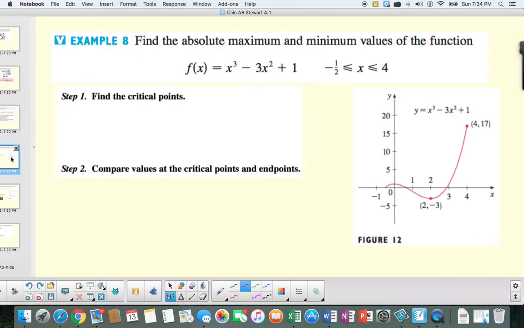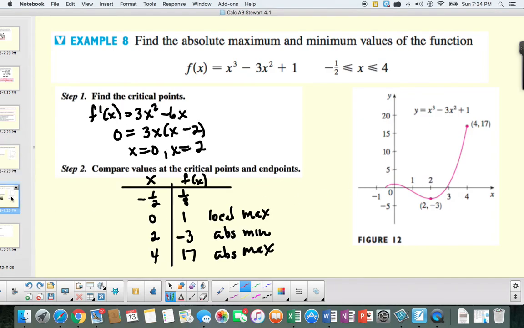Let's take a look at this problem. So step 1 is to find the critical points, which means to take the derivative, and then find its values at those critical points, and then compare it to the endpoints. Now we have the graph right here, and here's the work. I took the derivative, set it equal to 0 because I want to know where those horizontal tangents are. It's at 0 and 2. And then here's my list of all the numbers that I want to look at. I want to look at the endpoints right here and those values, and then I want to look at the y values at 0 and 2. And then I make a decision on my absolute max and min. Now, they didn't ask me to find the locals, but I went ahead and put those in there anyway.